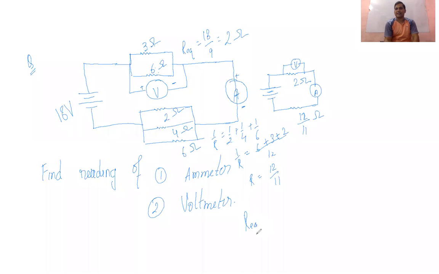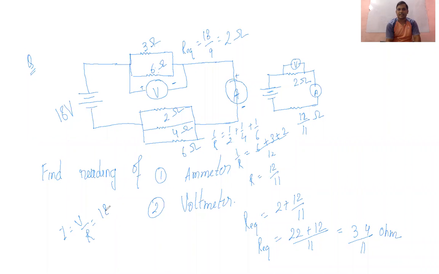So R equivalent will become 2 plus 12 by 11. So this will be your 22 plus 12 divided by 11. So how much will it be? 34 by 11. This will be the resistance. And you know Ohm's law: I is equal to V by R. V is your 18 and R is your 34 by 11. So once you solve it, I will become 18 into 11 by 34.